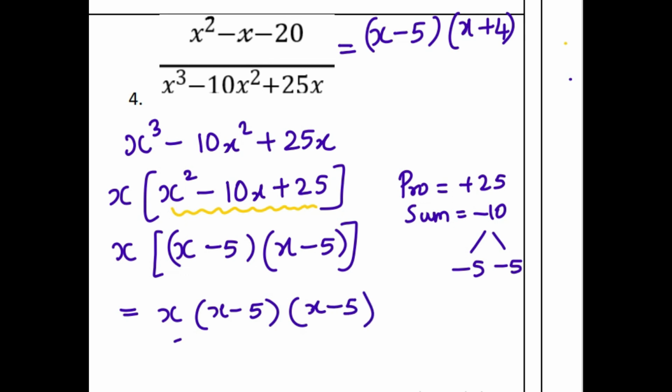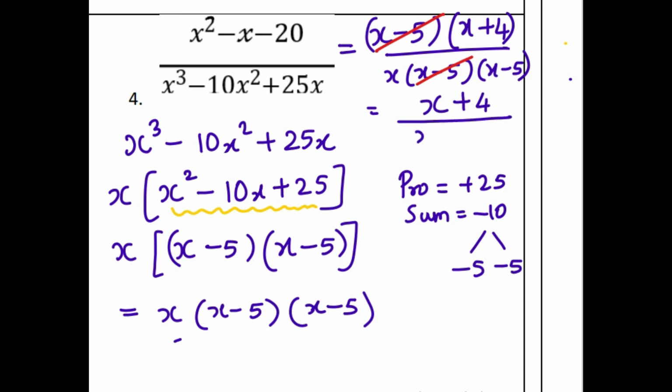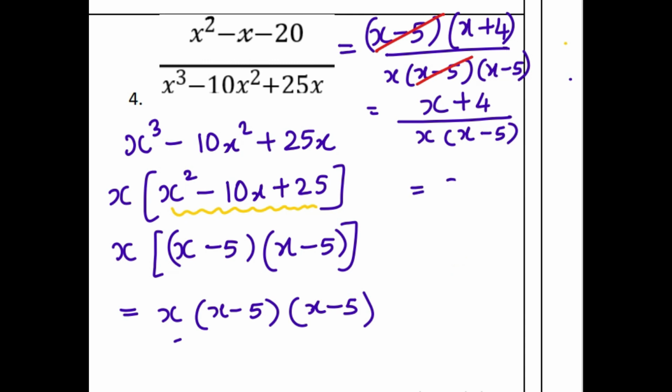Going back to the question here, x multiplied by x minus 5 times x minus 5. When you simplify, you have common terms in the numerator and denominator, which can be cancelled. And here the answer is going to be x plus 4 over x multiplied by x minus 5. You can even write it as x plus 4 over x squared minus 5x.